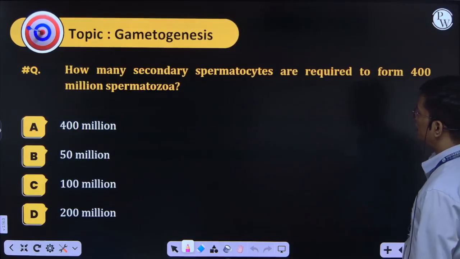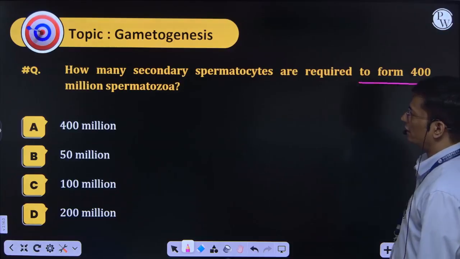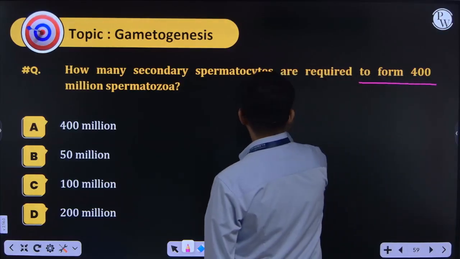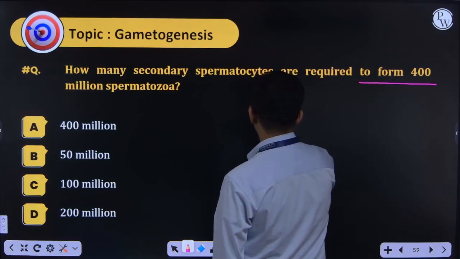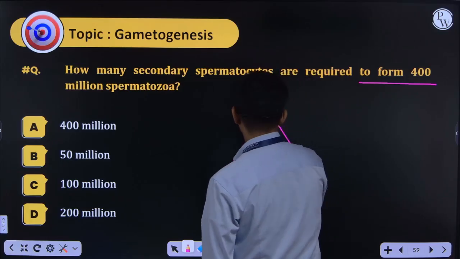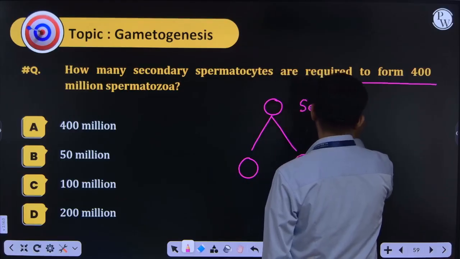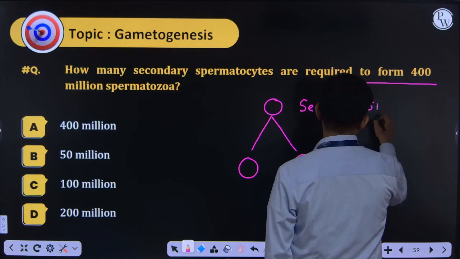How many secondary spermatocytes are required to form 400 million spermatozoa? From one secondary spermatocyte, two spermatids are formed. Consider this is a secondary spermatocyte.